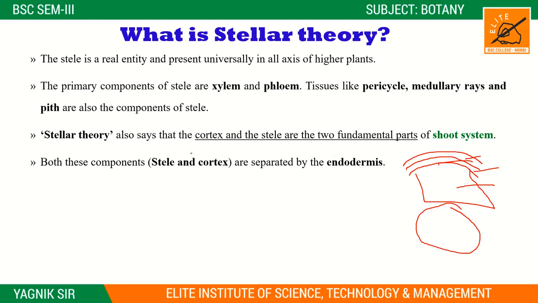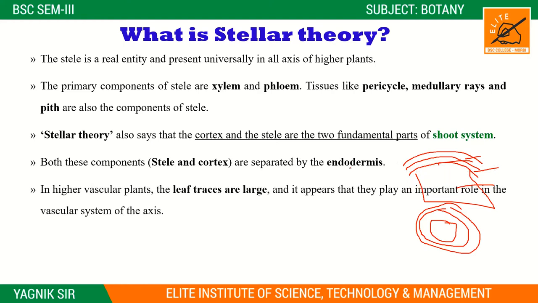So the stele and the cortex are separated by the endodermis, because the stele is present on the inner side. Here in the center one ring is formed, and this is called the endodermis, and below the endodermis another ring is formed, and this is called the pericycle. In the higher vascular plants the leaf traces are large, and they play an important role in the vascular system of the axis.